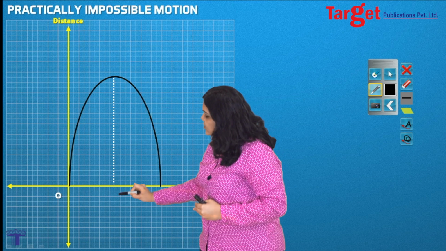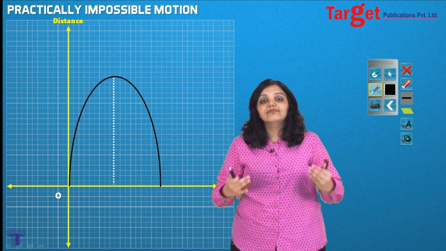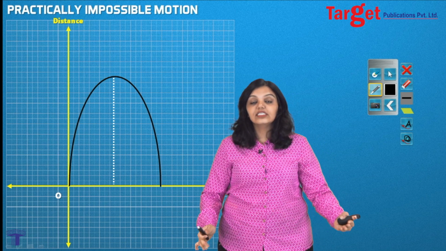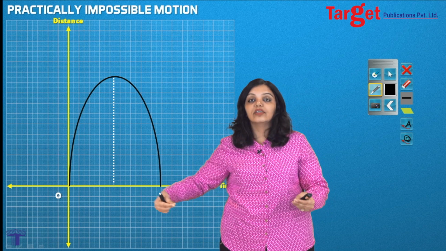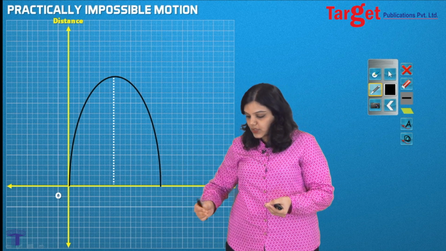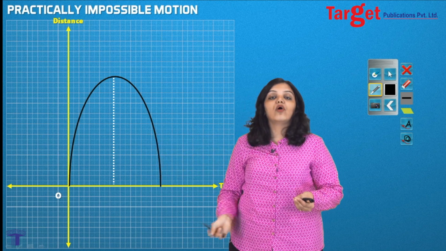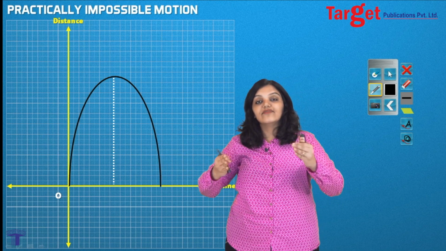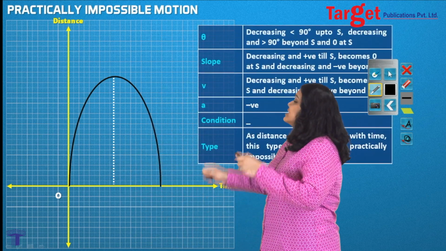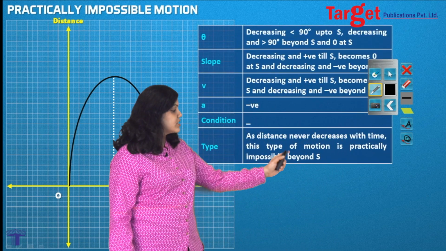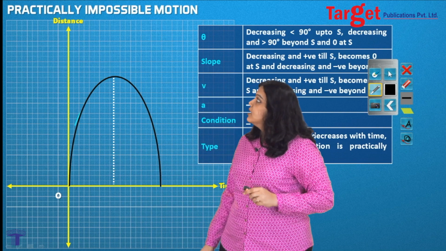So you can see after this point, the distance is decreasing with time. But as long as a body is moving, distance will never decrease with time because distance is just the length of the path that is covered. Even if the body comes back to its original position, distance means measuring the entire path that the body took, and therefore distance can never decrease with time, and therefore the graph is impossible beyond S.